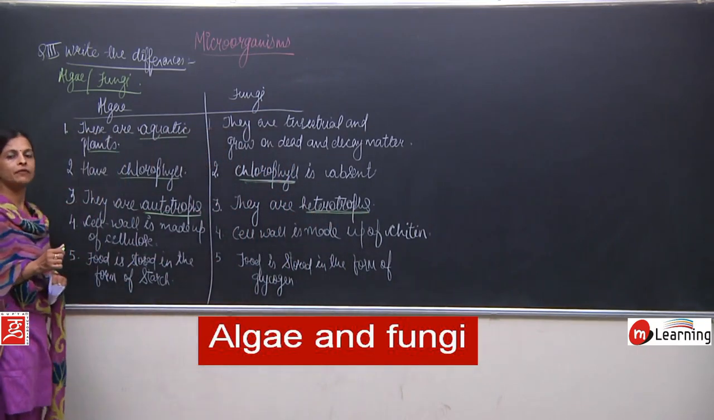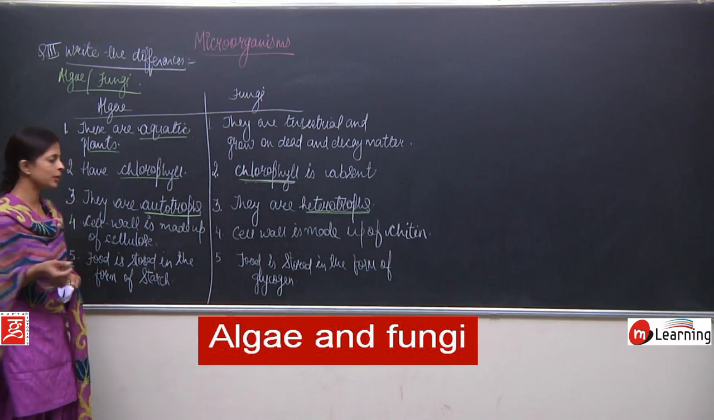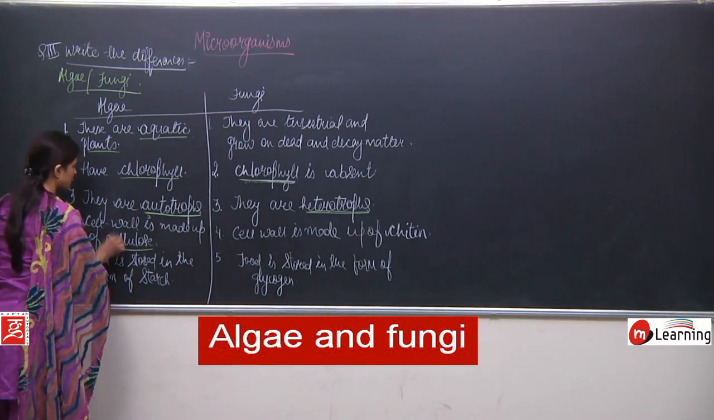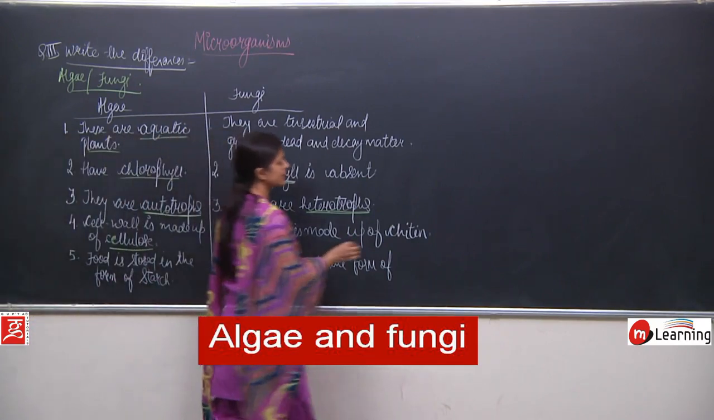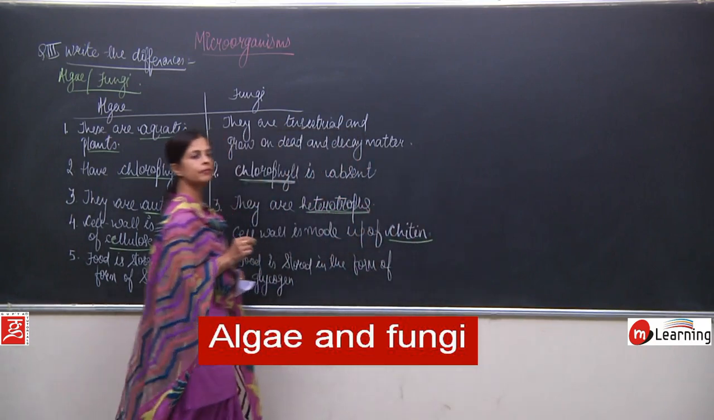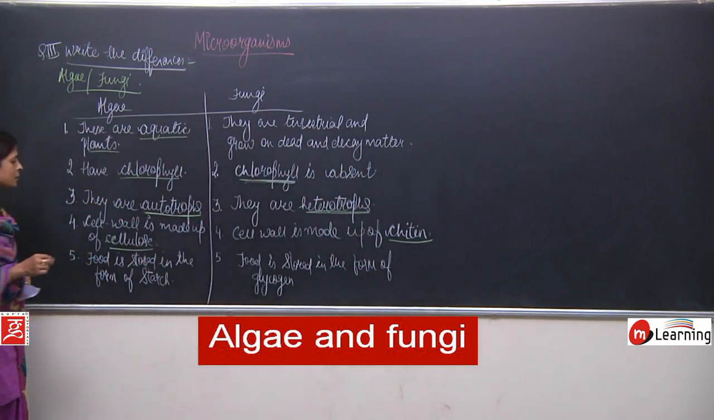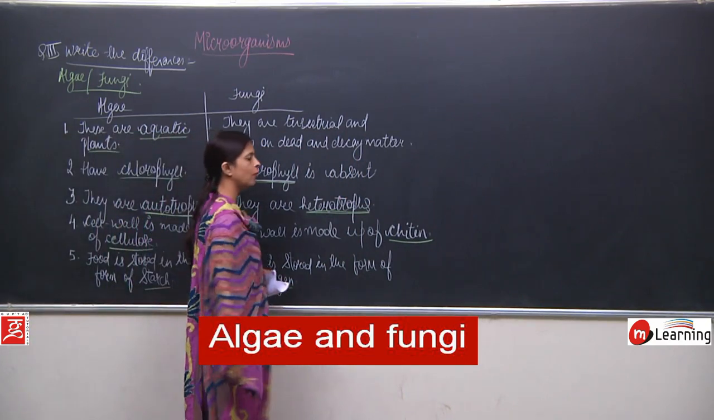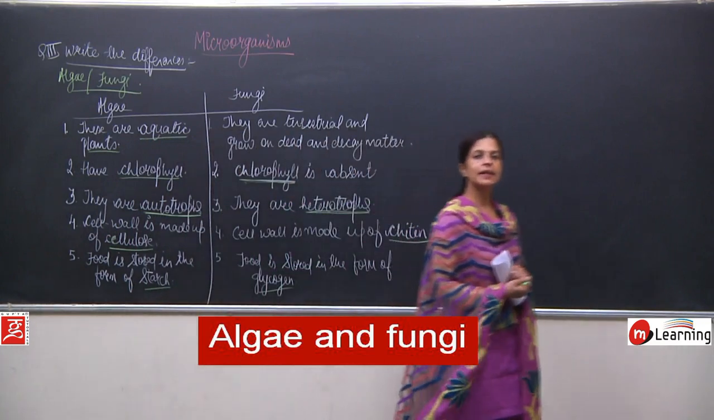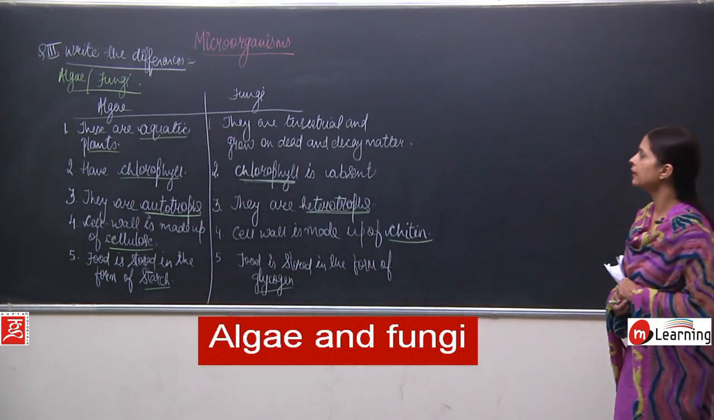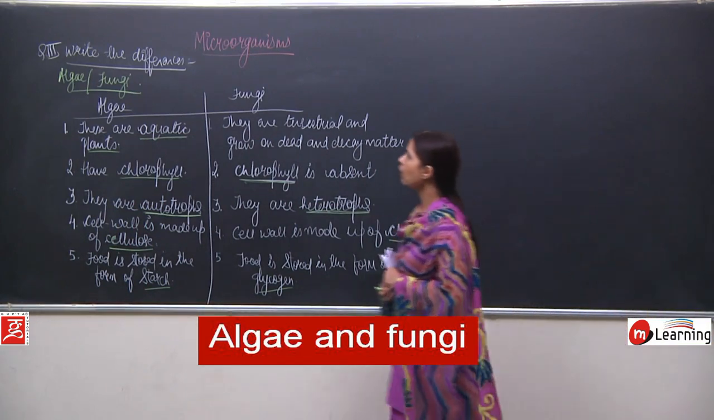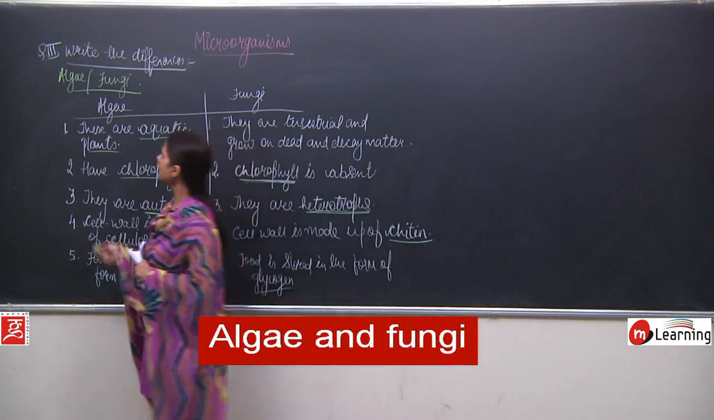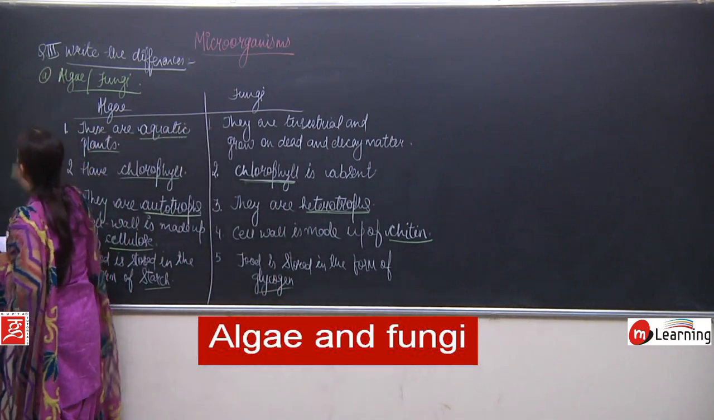Cell wall, obviously when we talk about the plants, the cell wall has to be of cellulose. So here the cell wall is made up of cellulose, and here the cell wall is made up of chitin. Now the food gets stored in the form of starch, and here the food gets stored in the form of glycogen. These are the differences between the algae and fungi. We are talking about question number 3, which is write the differences between A, algae and fungi.